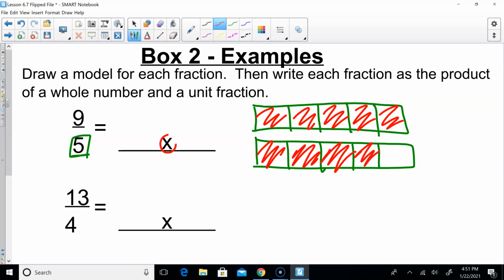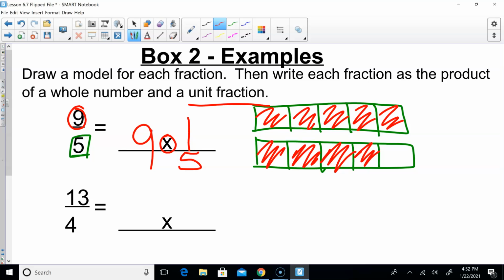So product, they already have it in me, is a multiplication problem. A whole number, well, I have 9 whole, I guess I should probably do the unit fraction first, which would be 5 is my denominator. So I'm going to do this, 5 and 1, and I'm going to times it by my numerator, which would be my whole number, which would be 9 times 1/5.